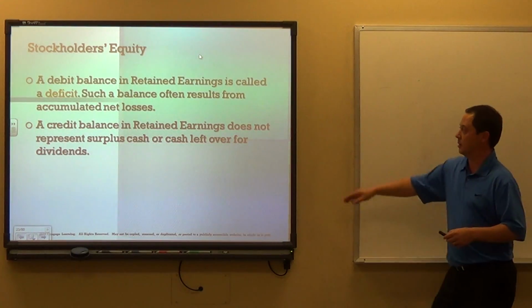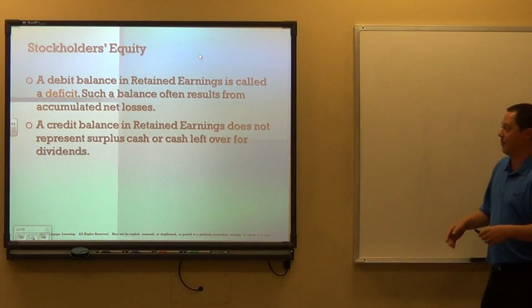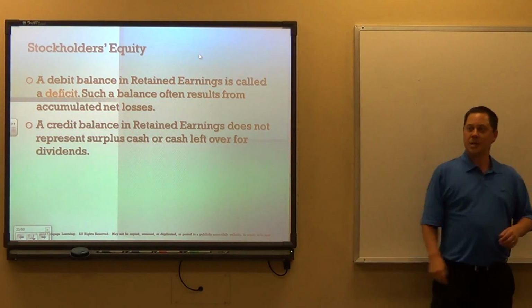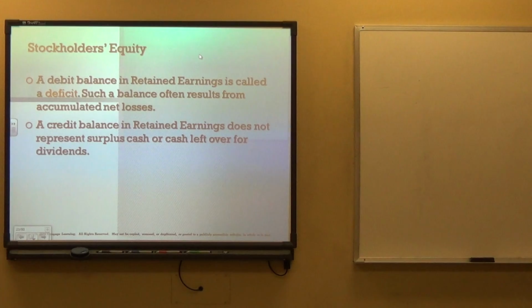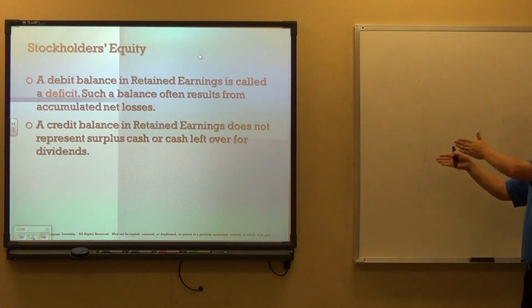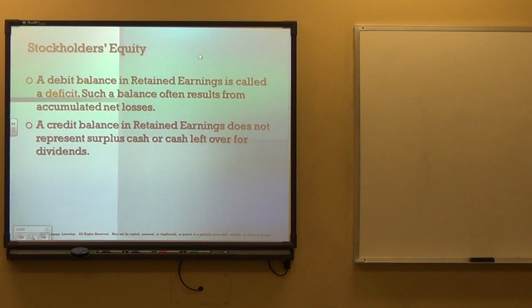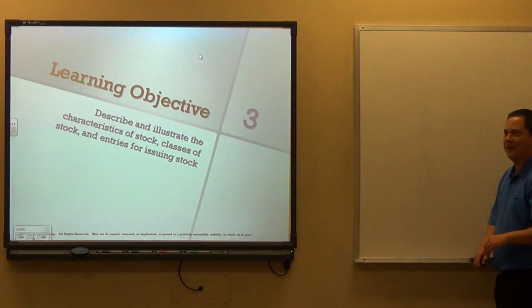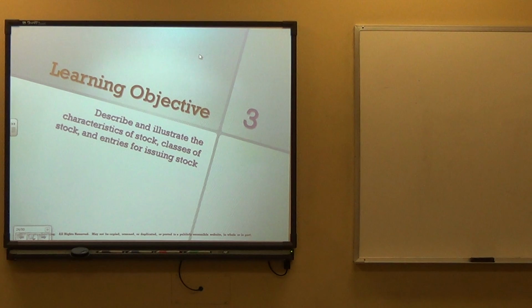So a credit balance does not represent a surplus of cash or cash left over for dividends. It says it does not, right? Because remember, cash is on the other side of the balance sheet. What it's saying is this is the value of the common stock, and this is the value of the retained earnings. Whatever's on the other side matches that. It could be other things, like a lot in accounts receivable. Hopefully not. We talked already about how that would affect us. We'll talk about that later tonight when we talk about chapter 14.